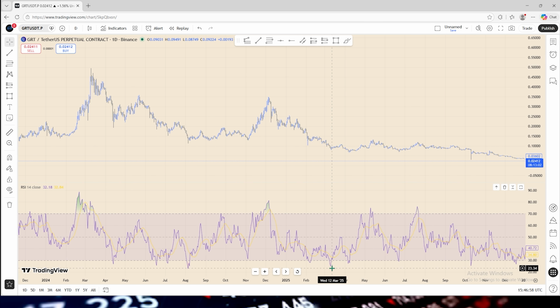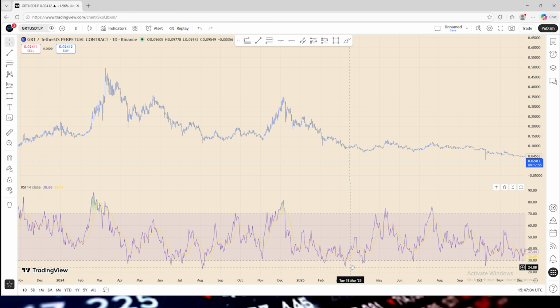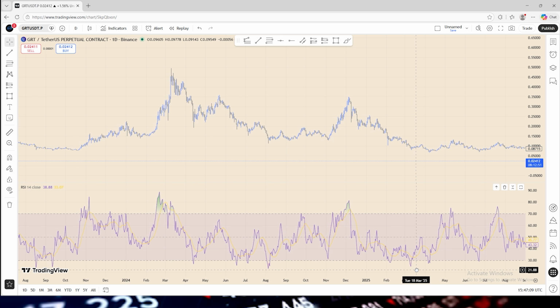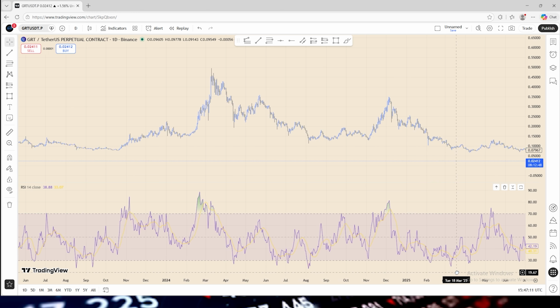Now, at first, this looks very simple. You might think overbought means sell, oversold means buy, but this is where most people make mistakes. Just because RSI hits 30 or 70 doesn't mean price will reverse.